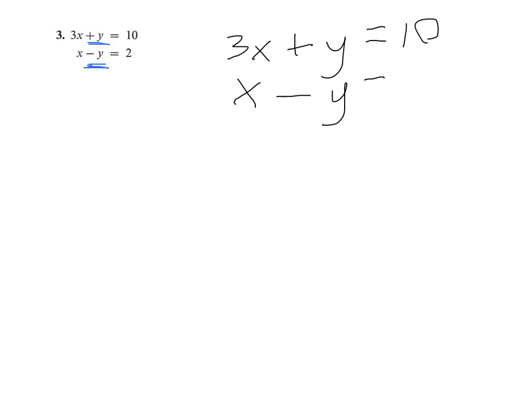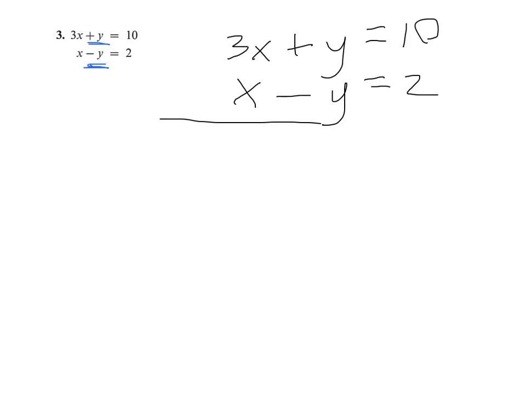Okay, here's about as easy as this can get. Okay, looking at this equation, we've got a minus y here, and we've got a plus y here. So already, if we add these two together, the y's are going to cancel. So what we can do is we can say, okay, so 3x plus y and this x minus y are already lined up. So the y is above the y, the x is above the x, equals 10, equals 2.